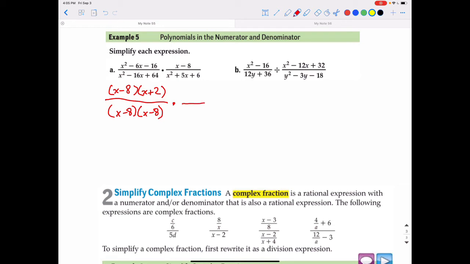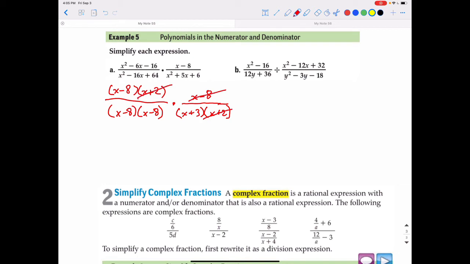Times, numerator is already completely factored. It's just an x minus 8. And then the denominator will be x plus 3 and x plus 2. So what can we cancel out? Well, we can cancel out the x plus 2's.